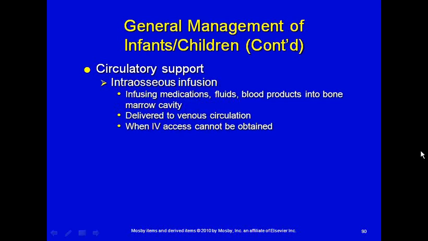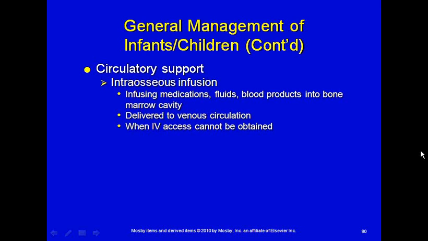Interosseous infusion. We'll work with this in PALS as well. You can use it to infuse medications, fluid, blood, anything that can be given IV can be given IO. It is delivered into the venous circulation, and depending upon where you start your IO, some faster than others, and you can do it quickly. The old measure was 2 IV attempts or 90 seconds, whichever came first.